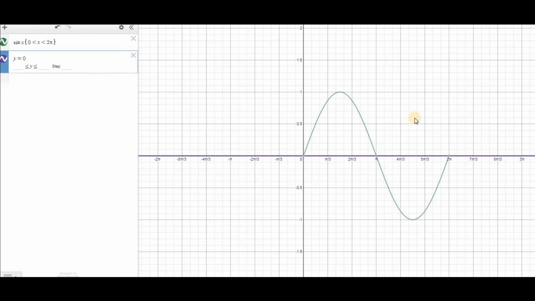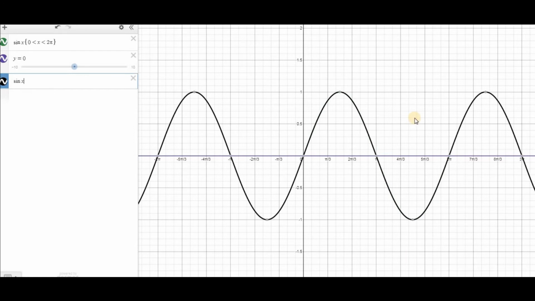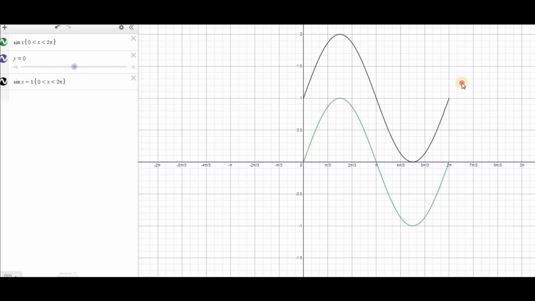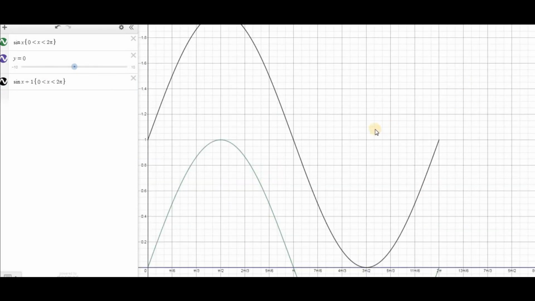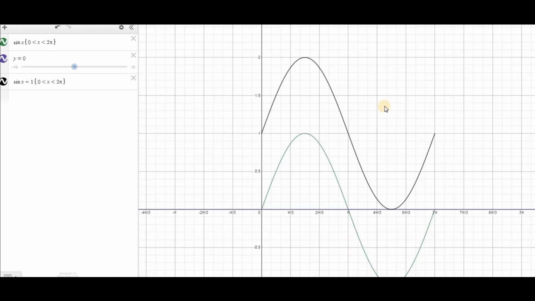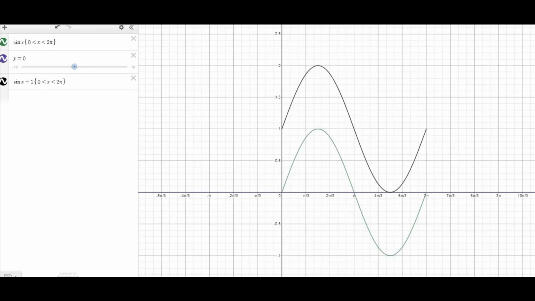Imagine if you want to graph sine x plus 1. When you have sine x plus 1 from 0 to 2 pi, as you see here, the graph is going to go up by 1 unit. Each point goes up by 1 unit in this graph. The previous graph was changing from negative 1 to positive 1, so the range was negative 1 to positive 1. But here the minimum and maximum are going to be different.